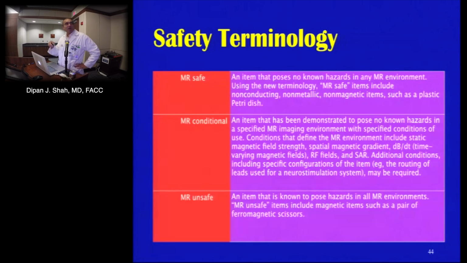There's things that are MRI unsafe, and these are items that are known to cause a problem in the MRI environment. And then most everything else gets labeled as what's called MRI conditional. And that means that it's an item that's been demonstrated to pose no known hazards in a specific MRI environment with specific conditions and uses. Notice we're not using the word safe. We're saying it's conditional in the sense that in the scenarios that we've tested it in, there's not a problem. Okay? And so those are devices that you probably can go ahead and safely scan the patient.